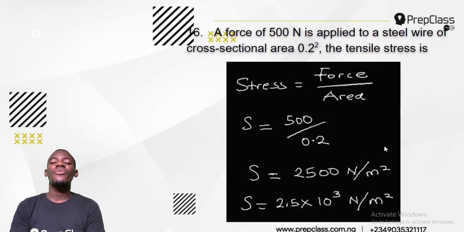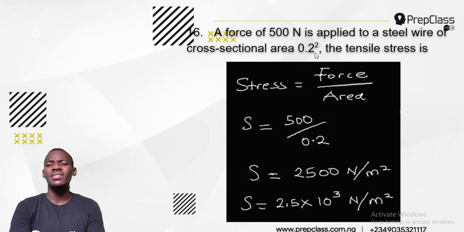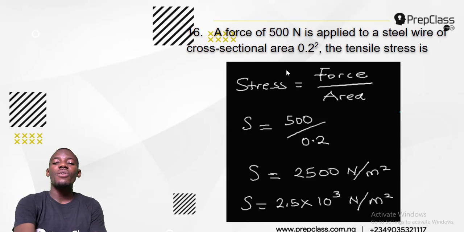Now what is the force in that question? 500 Newton. And what's the area? 0.2 squared. That should be 0.2 meter squared. I think that is a typo. Now just put the force over the area, and that's the end. So we have 500, that's the force, over 0.2, that's the area. That gives 2,500 Newton per meter squared.